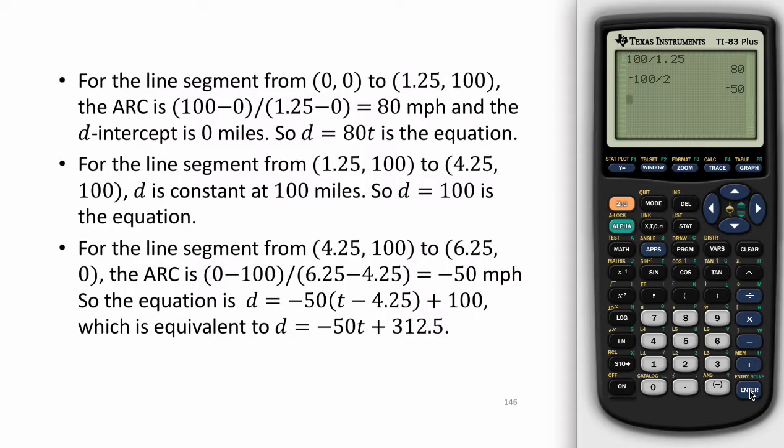The only thing that I did here is after writing this, I happened to note that this is equivalent to negative 50 times t plus 312.5. If you take that negative 50, multiply it by negative 4.25, and then add 100, you get 312.5. You could also use linear regression on the 2 points to directly get that formula in slope-intercept form.